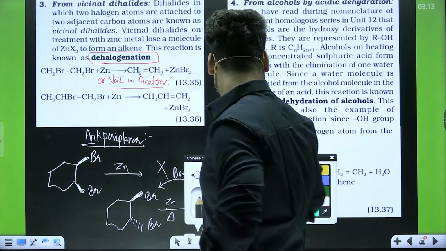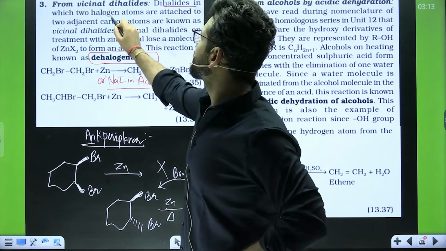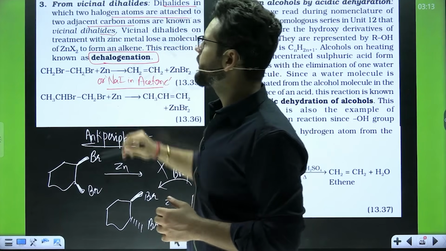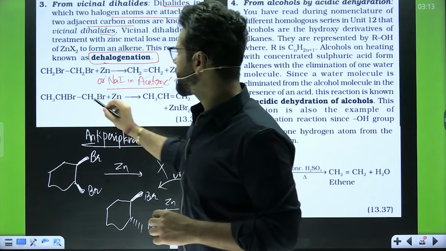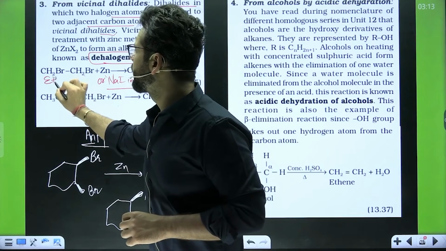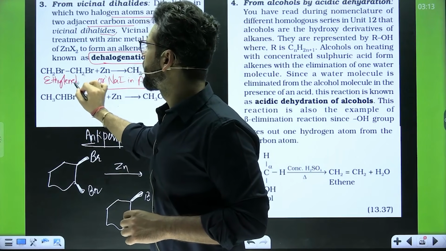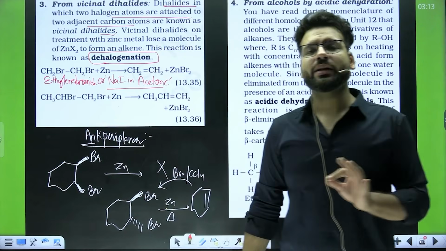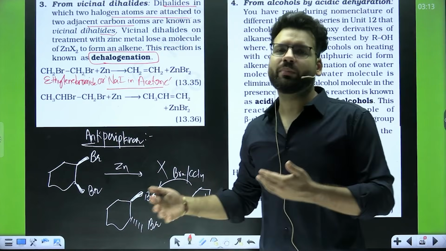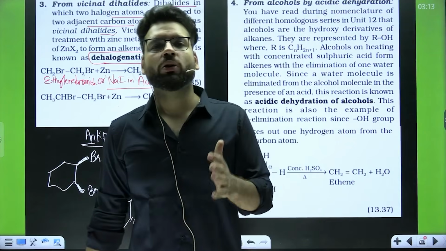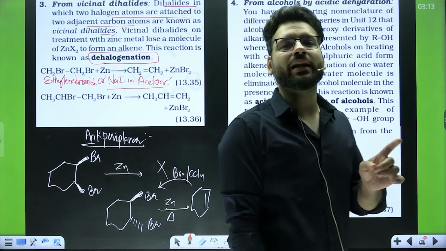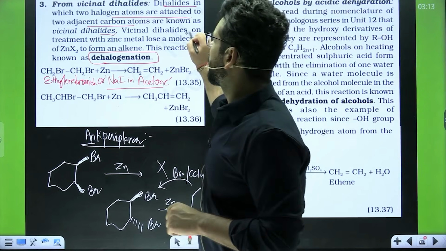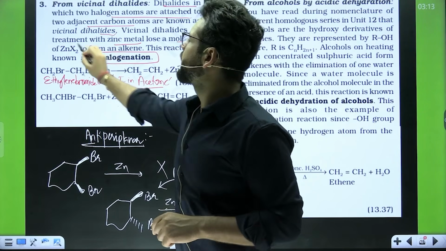Dihalides in which two halogens are attached to adjacent carbon atoms, neighbors, are known as vicinal dihalides. This one is named ethylene bromide, not dibromide, ethylene bromide. And the geminal is called ethylidene bromide. Okay, so 1,1-dibromoethane is ethylidene bromide, and 1,2 is ethylene bromide. On treatment with zinc metal, they lose a molecule of ZnX2 to form an alkene.